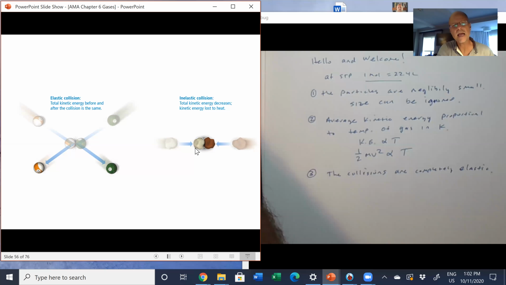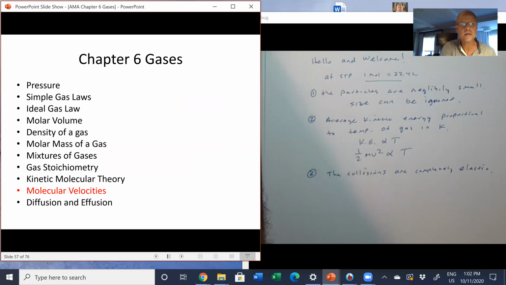When two lumps of clay collide, that would be an example of an inelastic collision, because the two clumps of clay are basically going to stick together, and a lot of energy is going to be lost to heat. So that would be an example of an inelastic collision. What we're saying is that for gases, the collisions are largely elastic, okay?